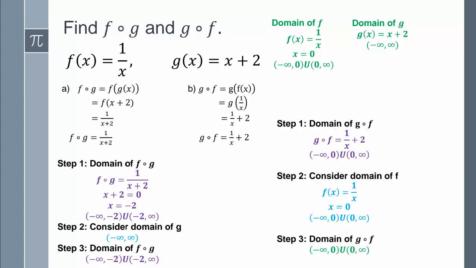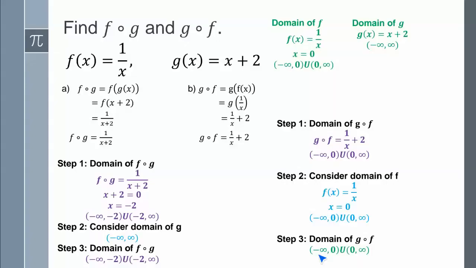Okay, let's try letter B. For letter B, the domain of the composition is going to be everything except for 0. So we can write it as we did here. And then we're going to consider the domain of f. The domain of f is this right here. Okay, so step 3, then our domain of g of f is going to be from negative infinity to 0, union 0 to infinity.